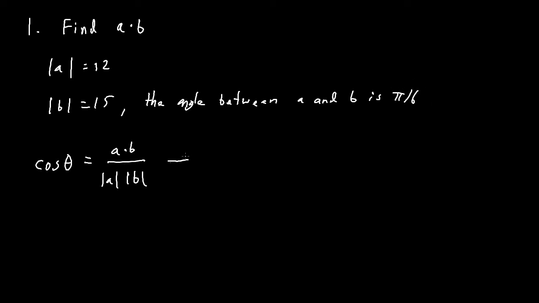So if I were to plug all those into the formula, we get cosine of pi over 6 equals A times B over the magnitude of A, which is 12, times the magnitude of B, which is 15. So 12 times 15 is 180, and if I go ahead and multiply that to the other side, we get A times B equals 180 cosine of pi over 6.